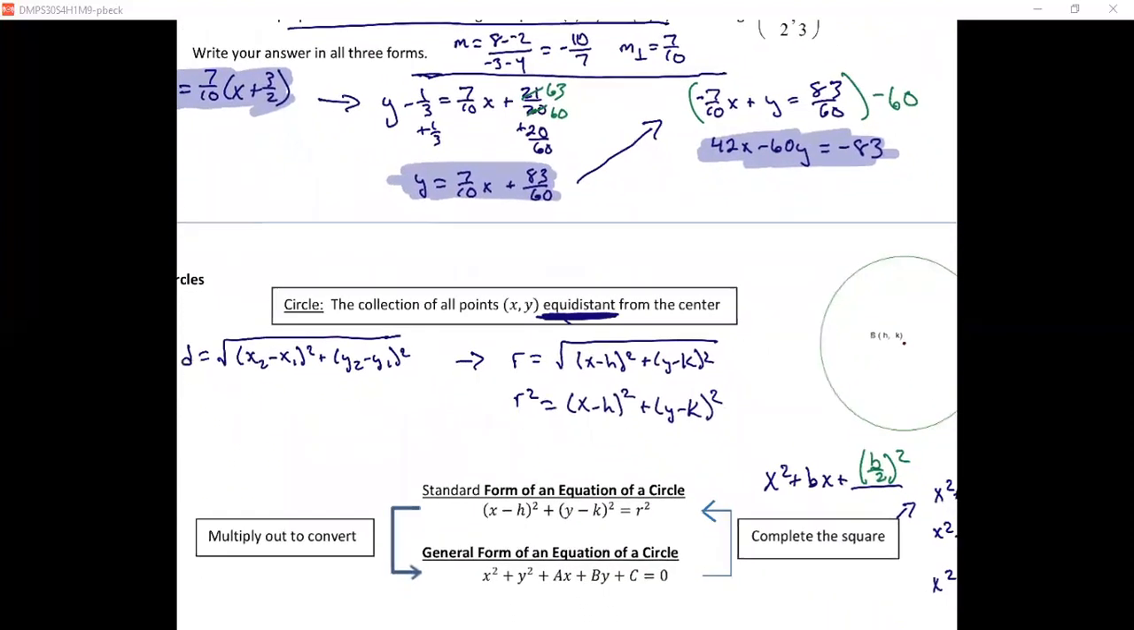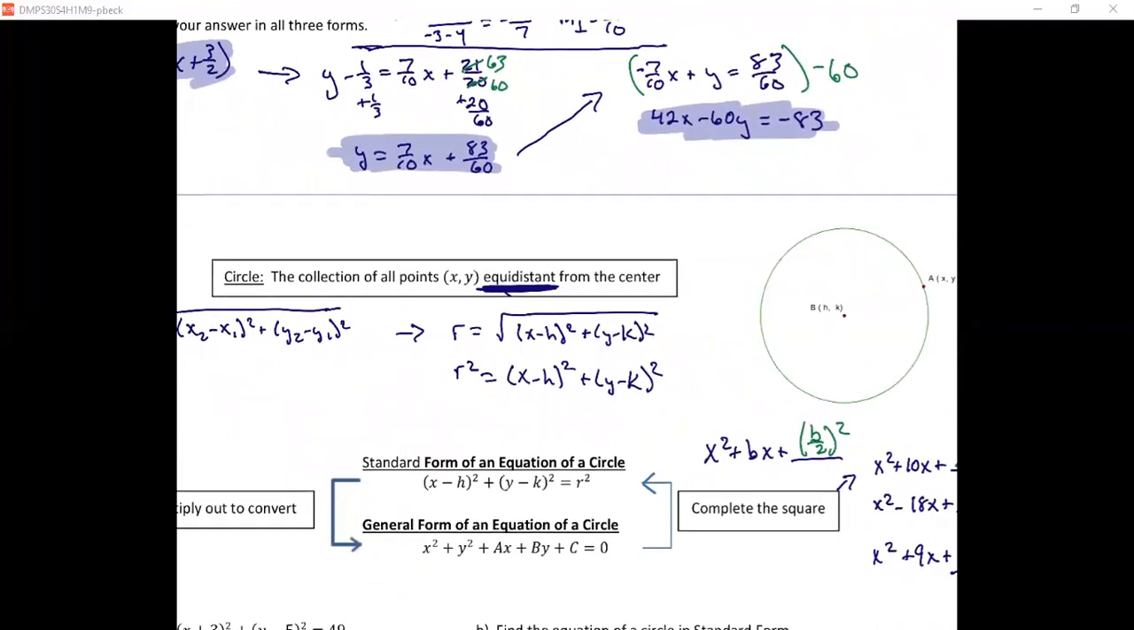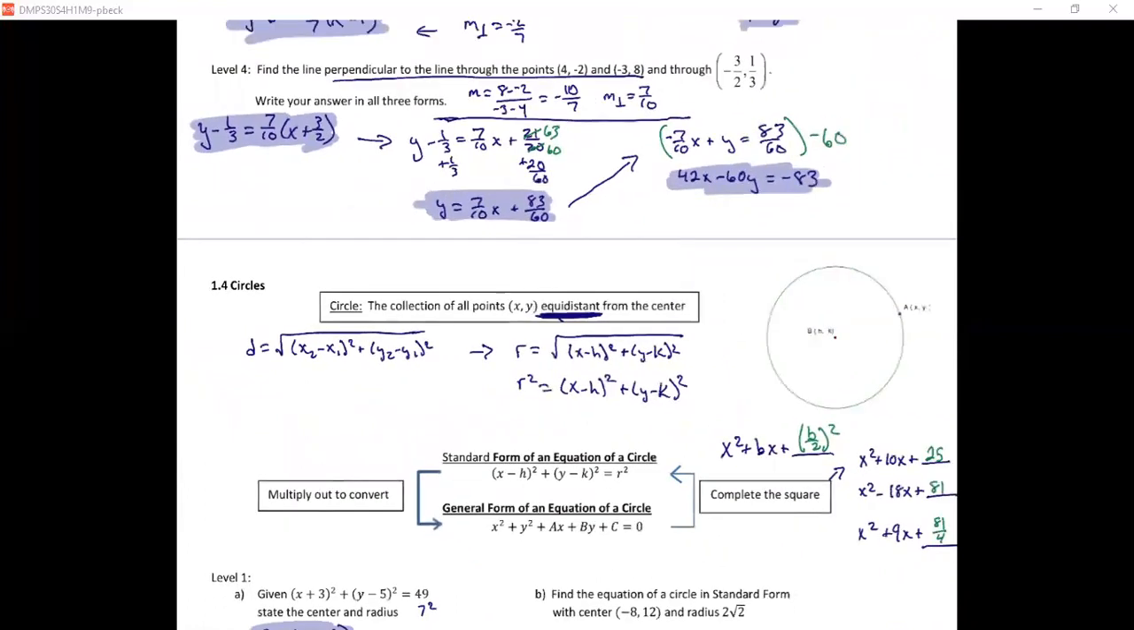1.4, circles. The definition of a circle from geometry is a set of all points x, y equidistant from the center. So the moment I say equidistant, suddenly to me that tells me I'm going to be using the distance formula. So from the distance formula, my distance, if we draw it over here on this graph, my distance that I have here, we call the radius.